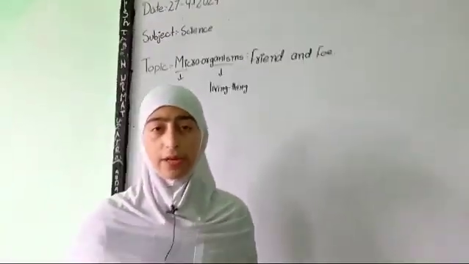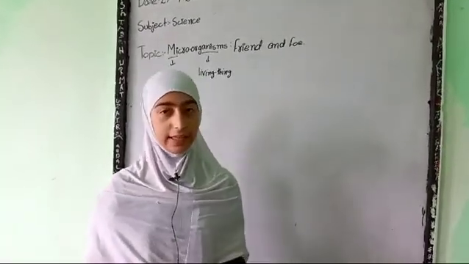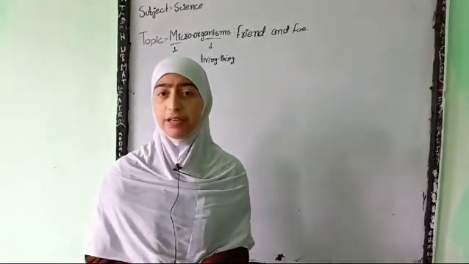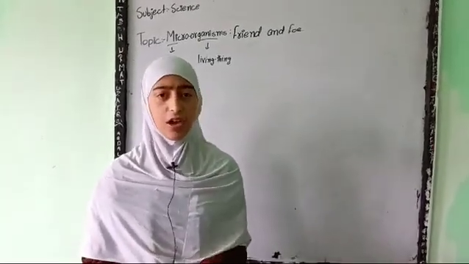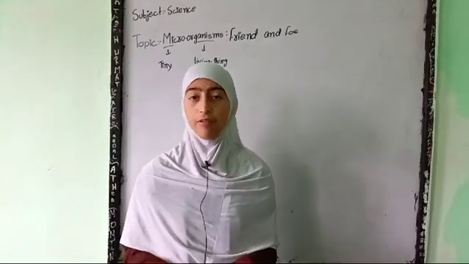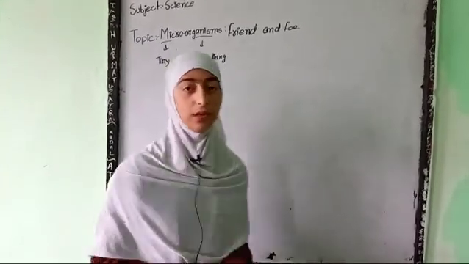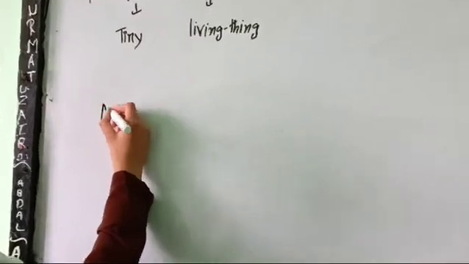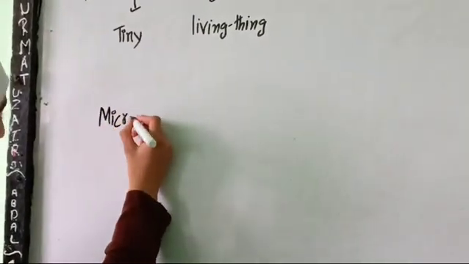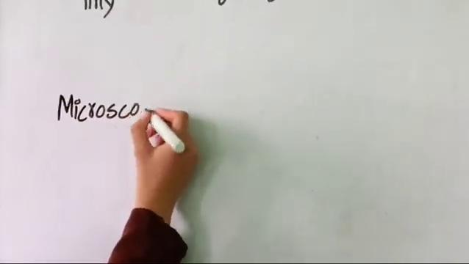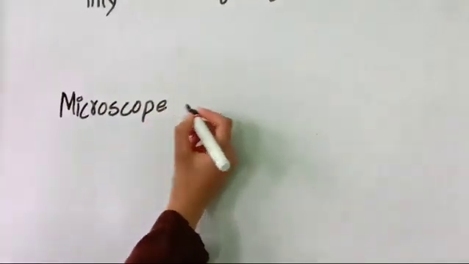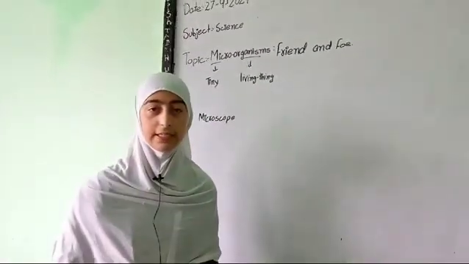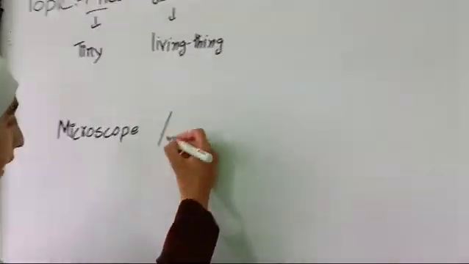So, microorganisms are tiny living things. These are so tiny that we can't see them with our naked eyes. So, how do we see them? We see them with an instrument called a microscope. Or we can see them with the use of a magnifying glass.